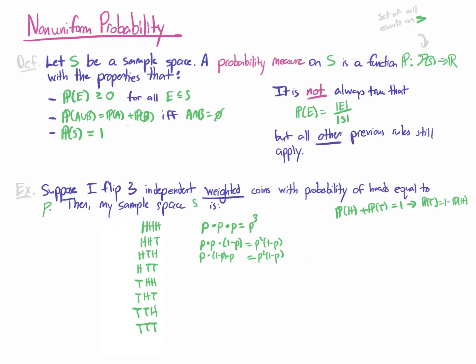Here HTT, so that's 2 heads and 1 tails. Or sorry, no, I made a little whoopsie here. That is 1 heads and 2 tails. So I have to square the 1 minus P. Tails, heads, heads. So 1 minus P times P squared. Tails, heads, tails. So that's P times 1 minus P squared. I have another P times 1 minus P squared. And then I have 1 minus P cubed.